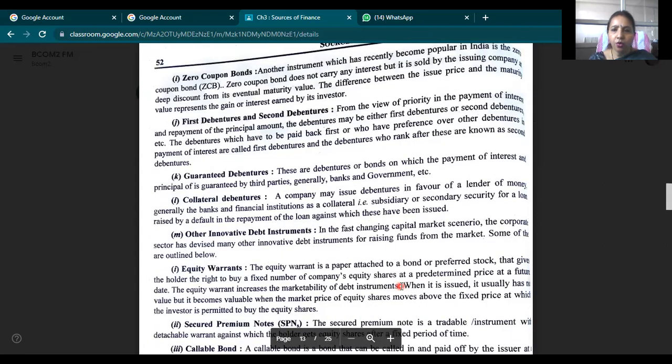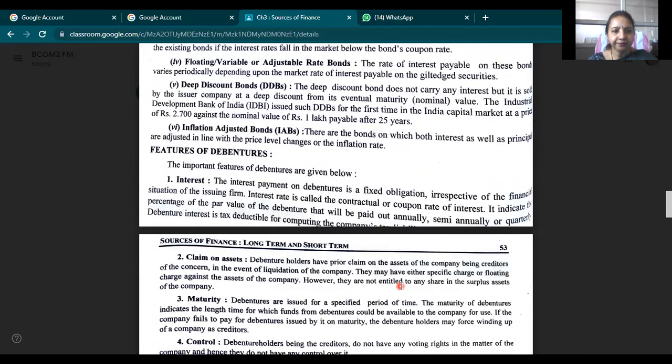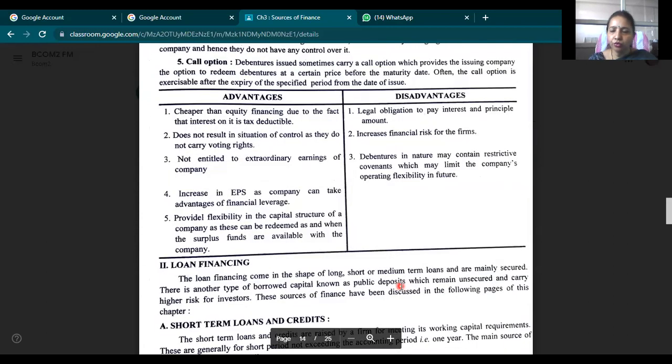See this whole chapter, just give a thorough reading to it. Features, no need to go through. Advantages, disadvantages, mostly it will not be asked, because one question will be asked: explain all the various sources of finances. So you have plenty of material to write in this particular question.